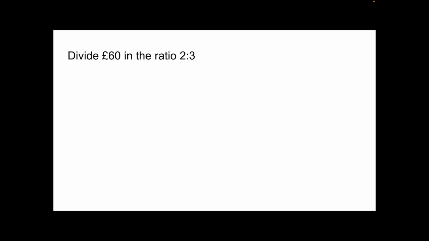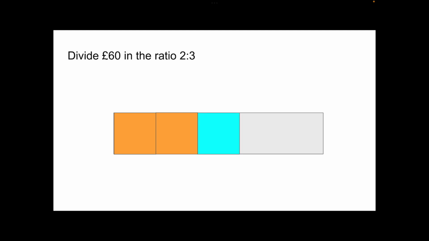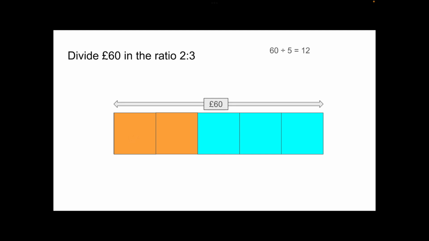Divide £60 in the ratio 2 to 3. So what you're going to do is draw a bar, and that bar represents the amount of money, in this case, that you have. And we're going to divide it up into 2 orange blocks and 3 blue ones. The important thing is that each one of these blocks is exactly the same. So that's 5 blocks in all. So the whole thing is worth £60. So that means that each block must be worth £12.